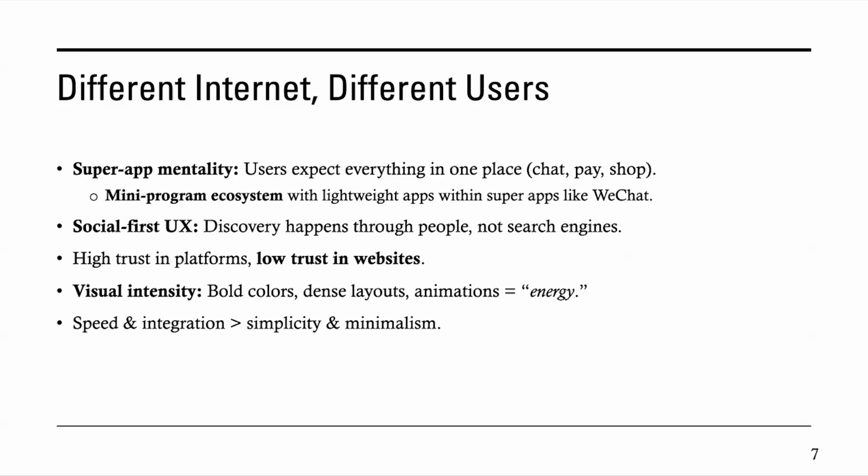Visual intensity, right? We look into this as well. Usually bold colors, a dense layout, and a bit of animation here and there, which depicts the energy they're after. In China, there is a culture of doing things very fast, right? And with bold colors and a dense layout, it helps them with the speed of doing things as well. So you see things more clearly and you can get things done much faster if you're used to that, right?